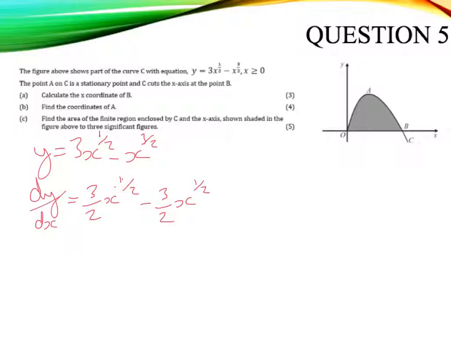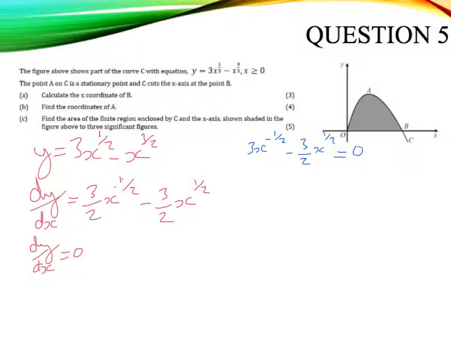Now, again, at this point, I want to know, so stationary is when dy by dx equals 0. So let's see, I've now got this situation where we've got 3x to the minus a half minus 3 over 2x to the half is equal to 0.